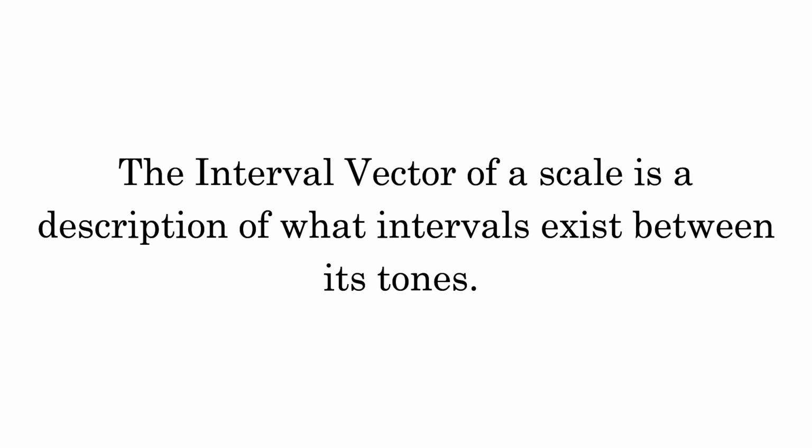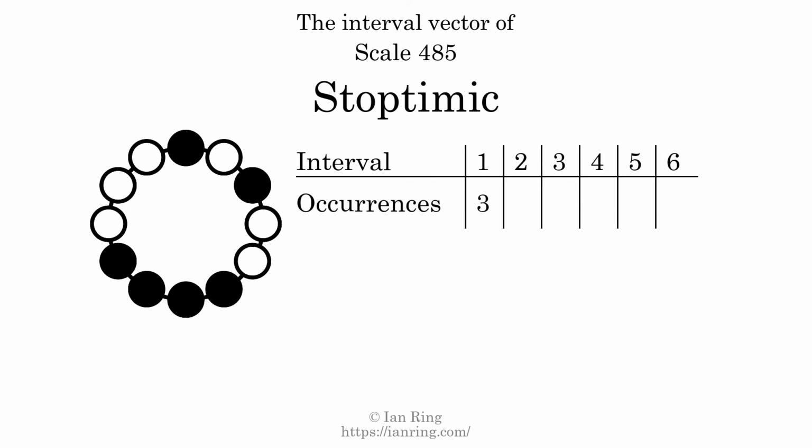The interval vector of a scale is a description of what intervals exist between its tones. There are 3 intervals with the size of 1 semitone. They are here, here, and here. There are 3 intervals with the size of 2 semitones. They are here, here, and here.